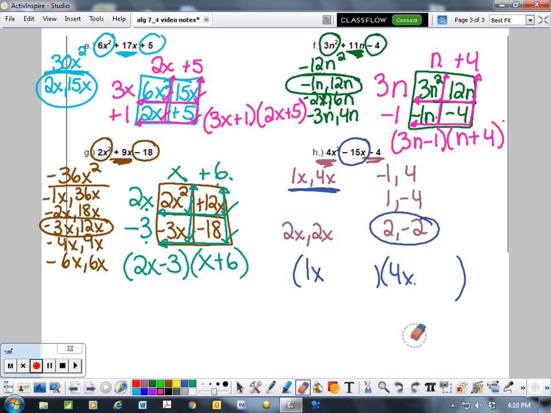And then I try another set. So now I'm going to go ahead and try backwards. So negative 2 times 2. So this gives me a negative 8x. This gives me a positive 2x, which gives me negative 6x. Still doesn't work.